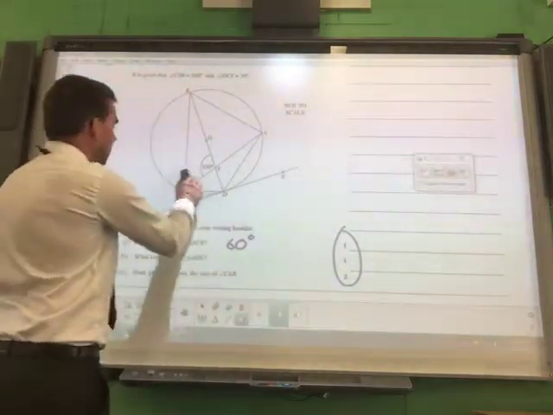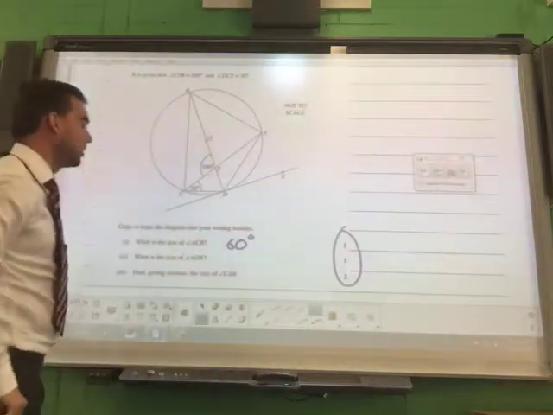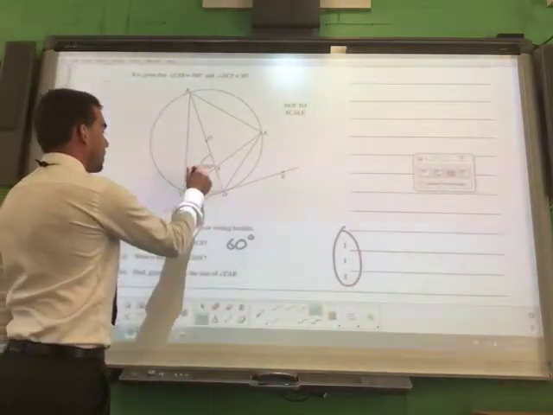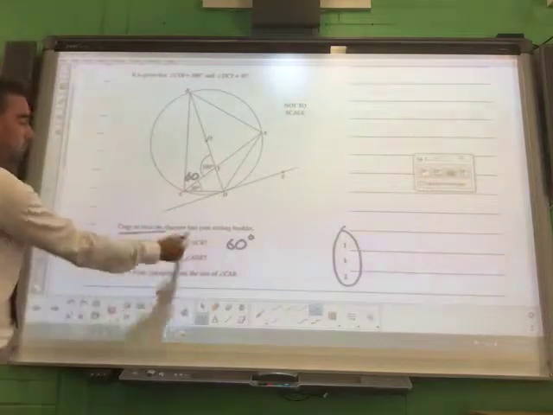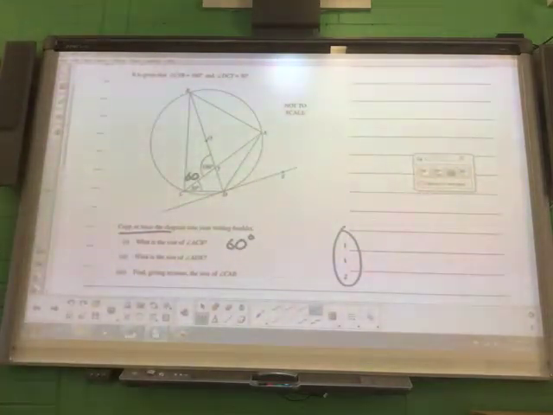The other thing is, you should always label this information as you go. So when you copy or trace this diagram into your books, you should be labelling these things as you go.